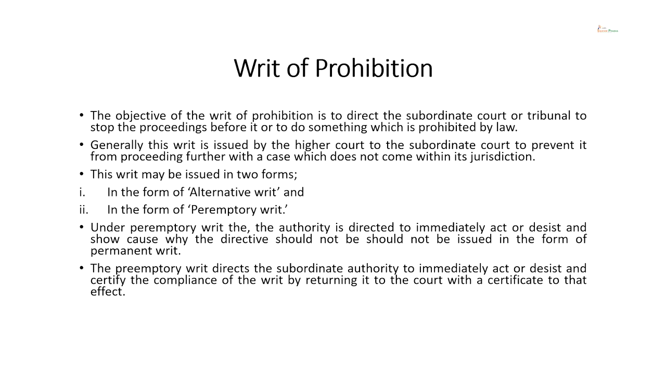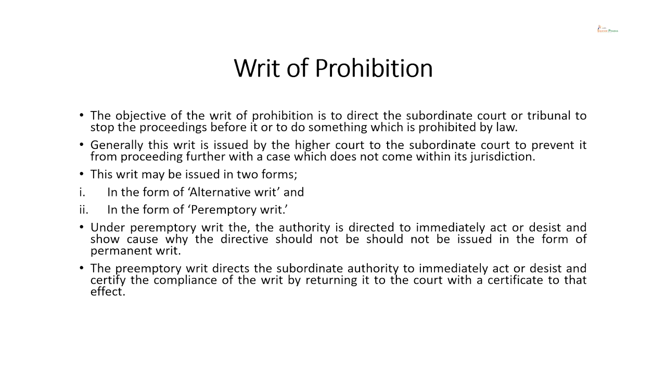Under the peremptory writ, the higher courts, the High Court or the Supreme Court, direct the subordinate authority to immediately act or desist and certify the compliance of the writ by returning it to the court with a certificate to that effect. The writ of prohibition is issued only when the proceedings are pending before the court or tribunal, to stop the authority from continuing the proceeding.